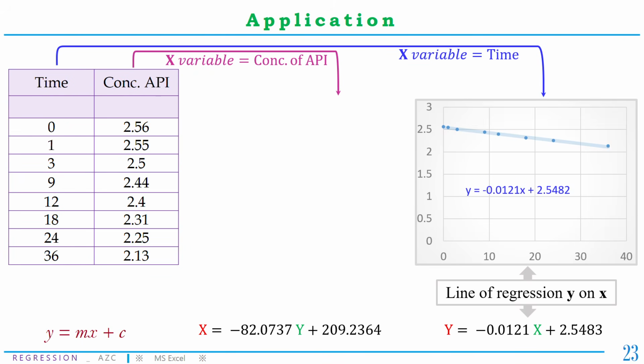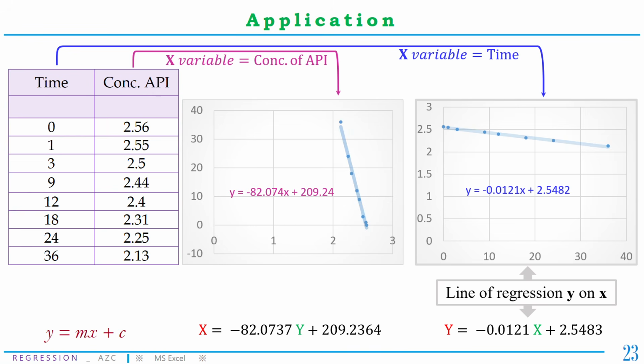Now when we take x as concentration of API in Excel, we will get plot like this. We can directly get equation of line of regression. Here the equation of line of regression obtained, where x-axis is concentration. So, in Excel, x that is independent variable is concentration. Excel created equation of line of regression, same as we calculated the equation of line of regression of x on y.